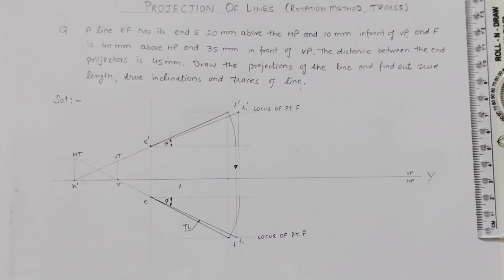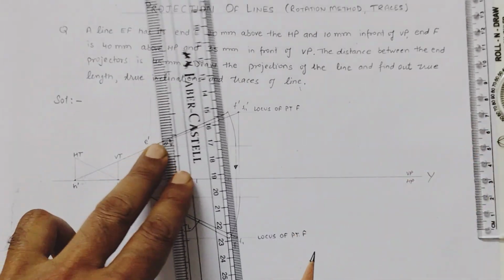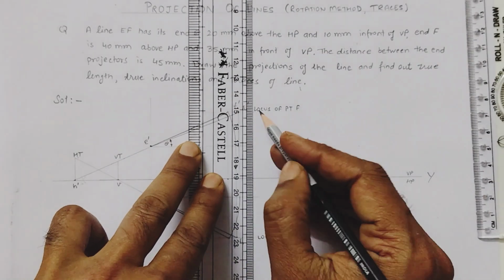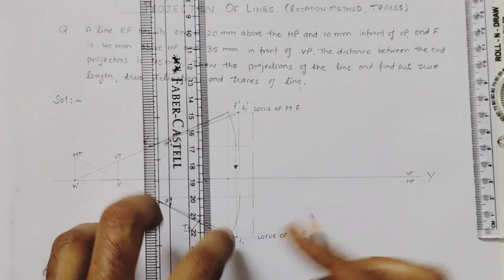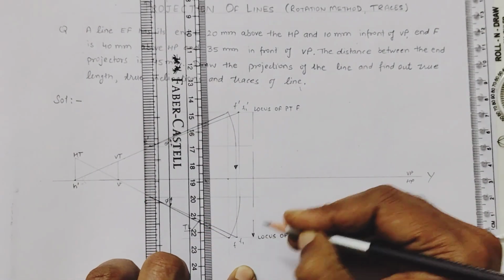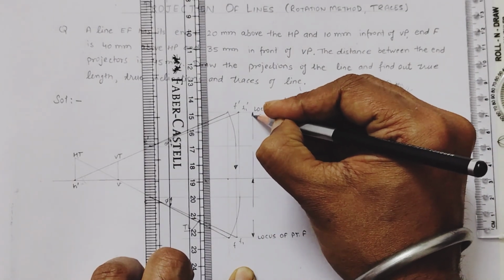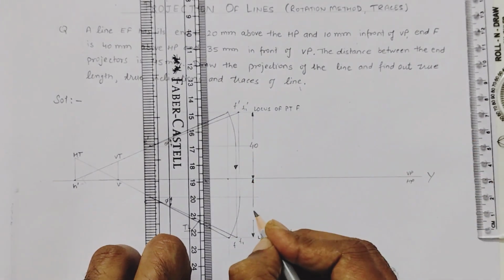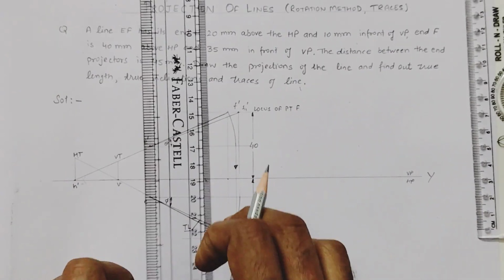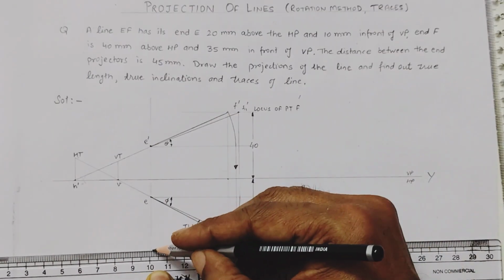So this is the solution of this problem, and also we have to mark dimensions as given in the numerical. So this distance is given as 40, 35. The distance between projectors is given as 45.